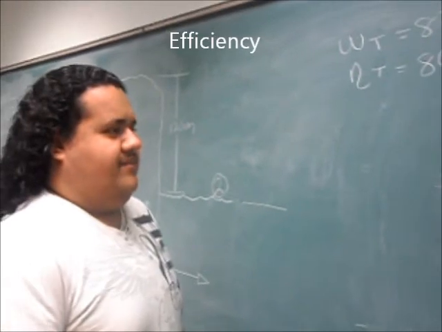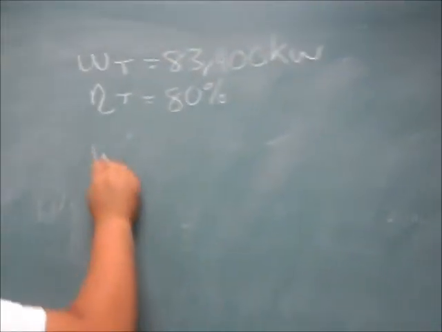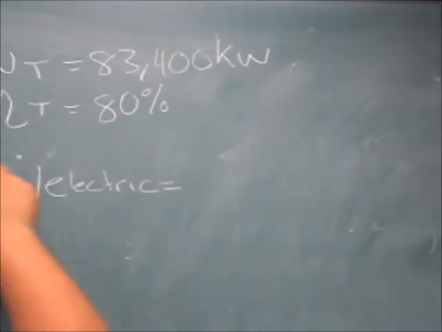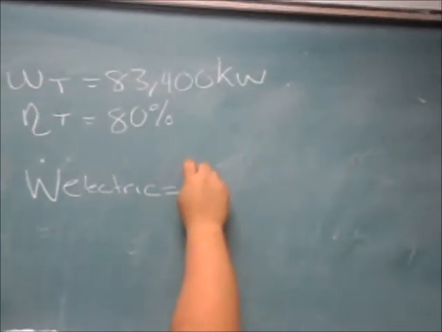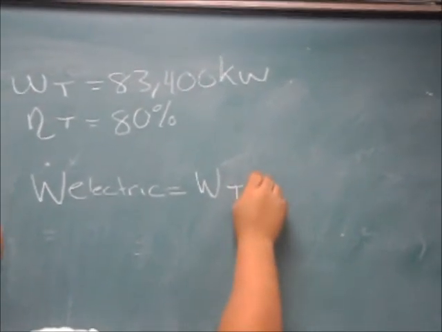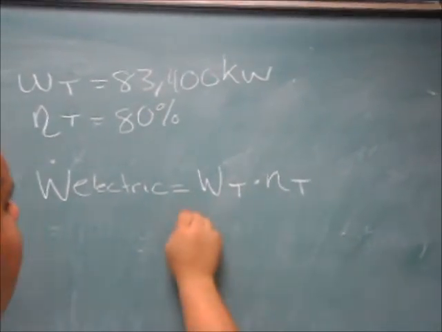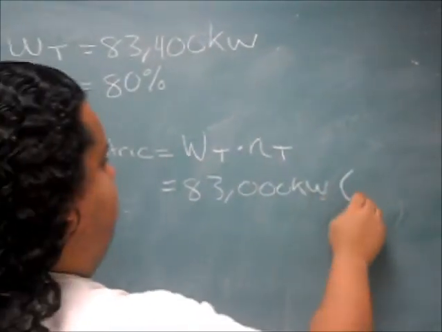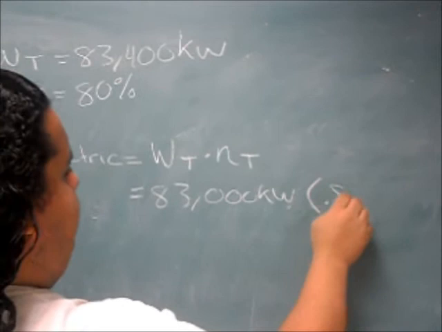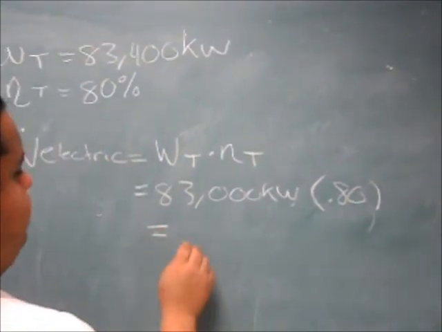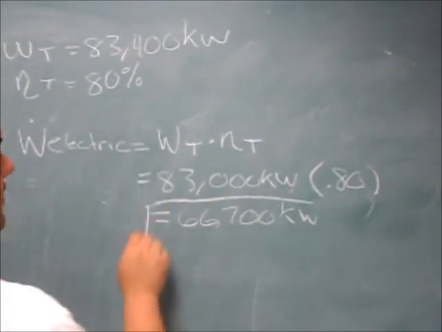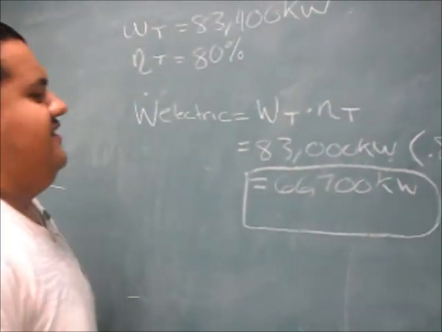Now we have to find the total electric power, and in order to find that, we're going to use the equation: power electric equals our total work times our efficiency, which is 83,400 kilowatts times the 80%, which is 0.8, which gives us 66,700 kilowatts. That's how efficient our turbine is in this problem.